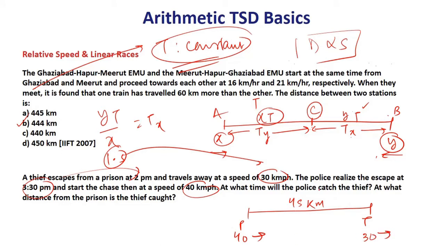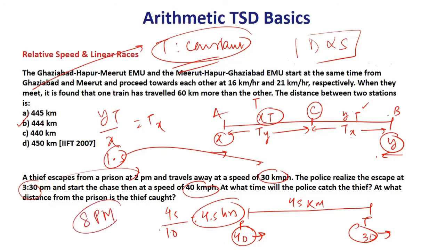Right? So what will be the time taken? The time taken will be 45 upon (40 minus 30), moving in the same direction, so 45 upon 10. Therefore time taken will be 4.5 hours. From 3:30, if you adjust 4.5 hours, you will be able to catch the thief at 8 p.m. I hope this is clear to you. Brilliant. Relative speed is also clear.